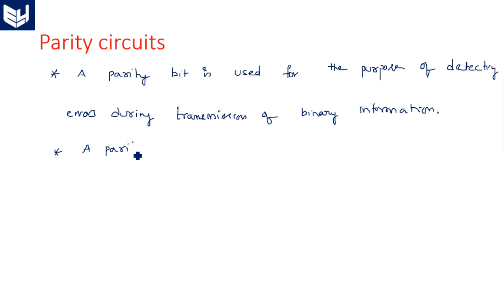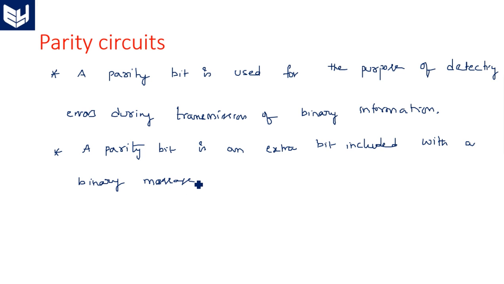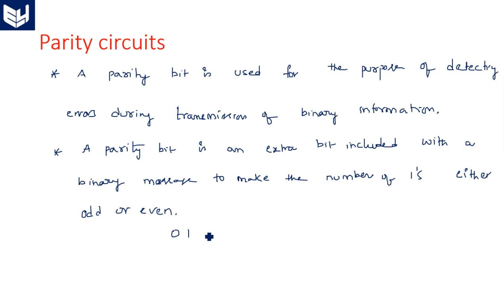So a parity bit is an extra bit included with a binary message to make the number of ones either odd or even.